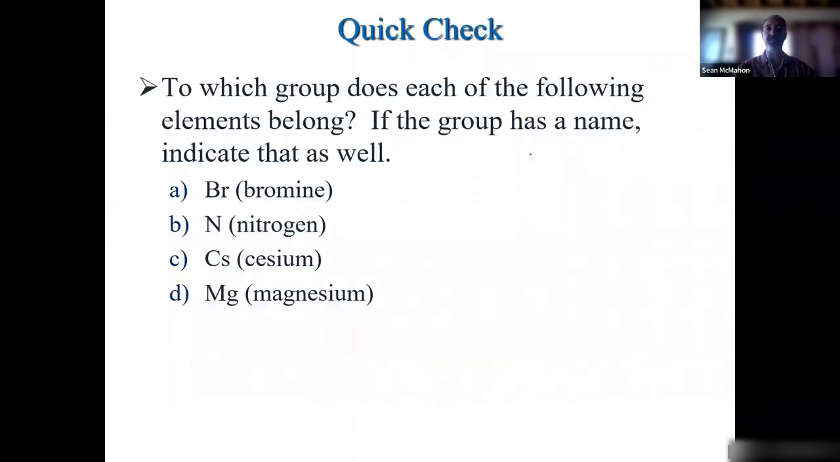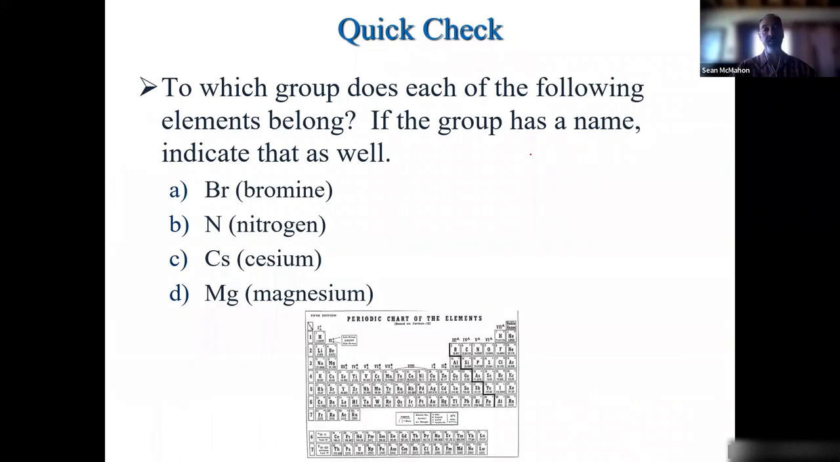So let's try to figure out the group for these. And if there's a name for the group, let's give a name. So what we're going to need is a periodic table. Now with this periodic table, it might be a little hard for you to see, but I just put it up there to remind you, it's nice to have one. Notice I didn't color code it, right? I don't want to cheat and make it easy for you. I want you to be comfortable with it, right? So it's not color coded.